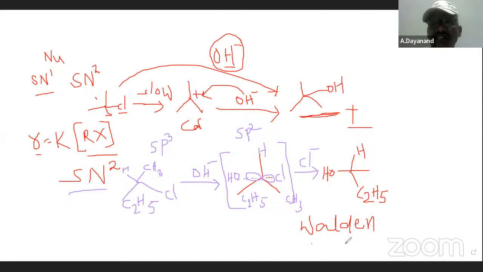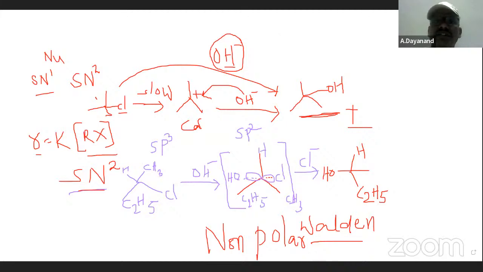place. There is no formation of cation in this SN2 reaction. Therefore, it is favored by non-polar solvents instead of polar solvents. Non-polar solvents like benzene, acetone, dimethyl sulfoxide, DMF (dimethyl formamide), all those are non-polar solvents. Non-polar solvents favor the SN2 reaction, whereas polar solvents favor the SN1 reaction.